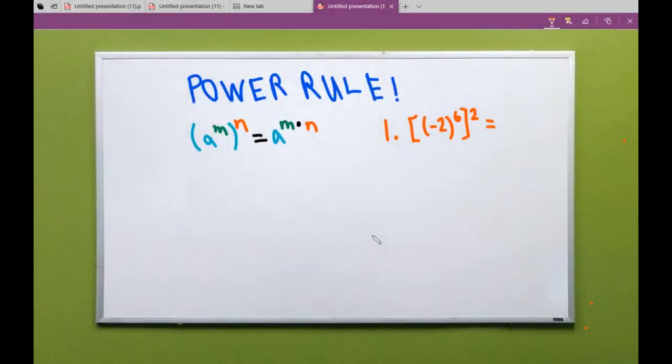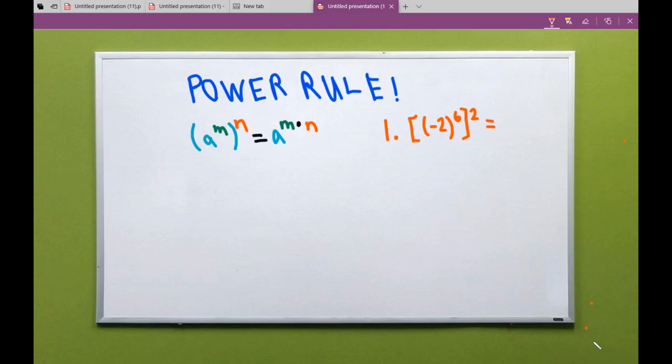Everyone. So we're looking at the power rule for exponents. Basically, if we have a power raised to an exponent, we add the first exponent to the second exponent, or excuse me, we multiply the first exponent by the second exponent to get our answer.